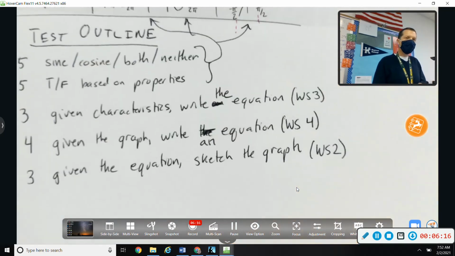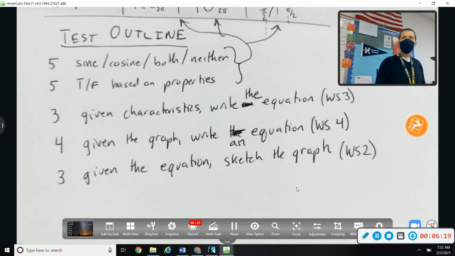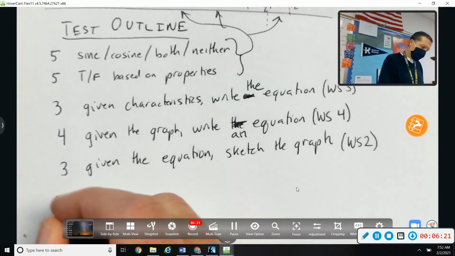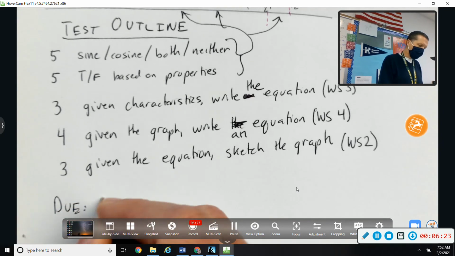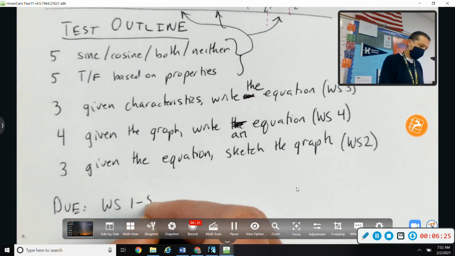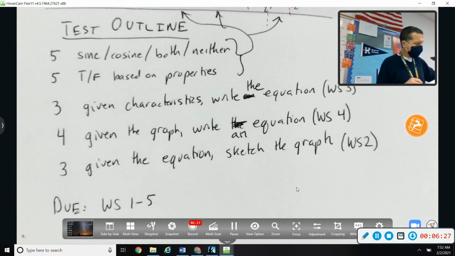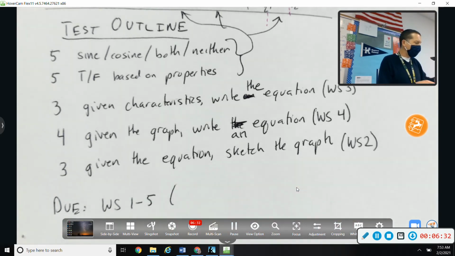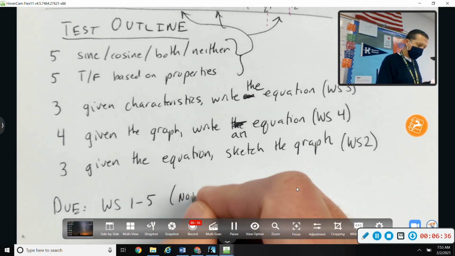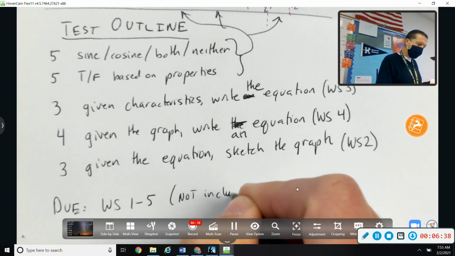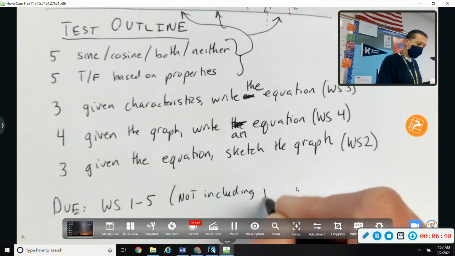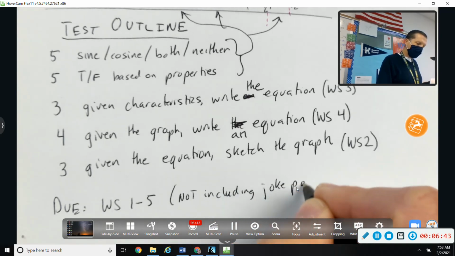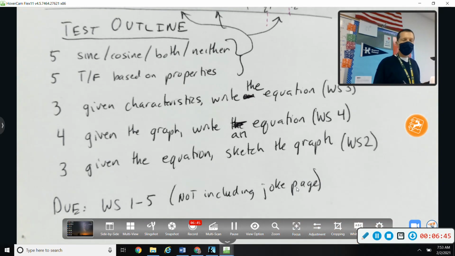Questions on what the test looks like? I guess this is obvious, but do worksheets 1 through 5, the packet. Not included in that is that very last page, the back, where it's the joke page. I can't figure out the scale of that thing, so I would not worry about that. I could match some of them up, but then some of them wouldn't match, so don't worry about that one.